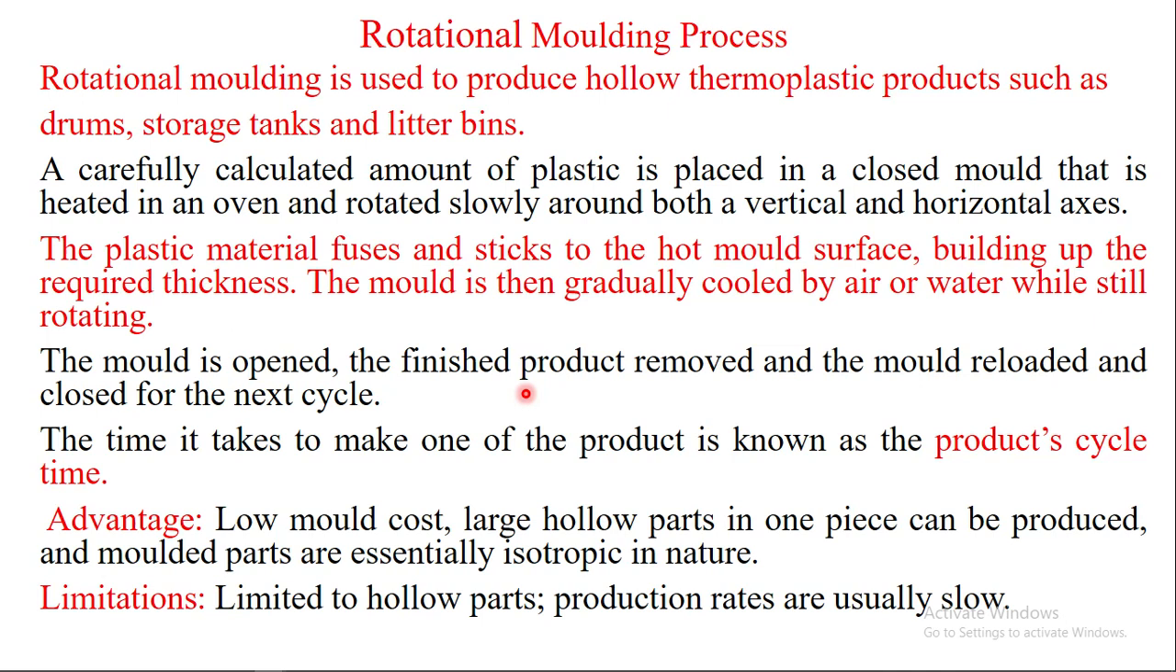Advantages of the rotational molding process: low mold cost, large hollow parts can be produced in one piece, and molded parts are essentially isotropic in nature. Limitations: it is limited to hollow parts only. Production rates are usually slow and product cycle time is very large, so it is not suitable for mass production. It is difficult to do mass production under the rotational molding process.